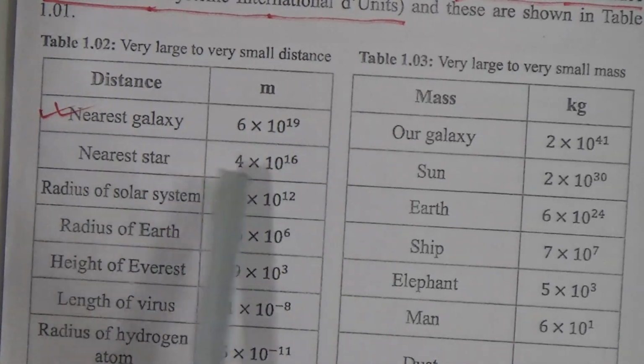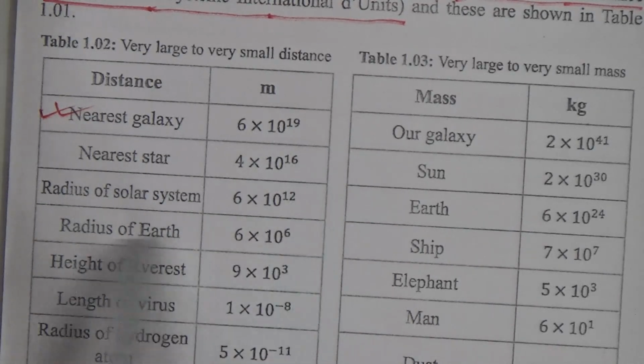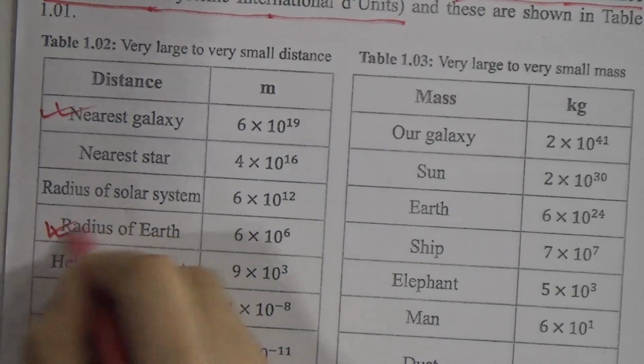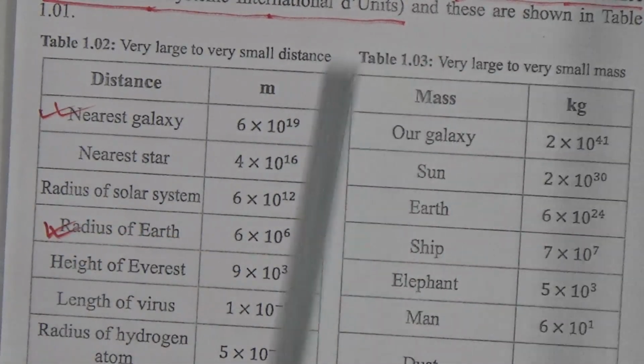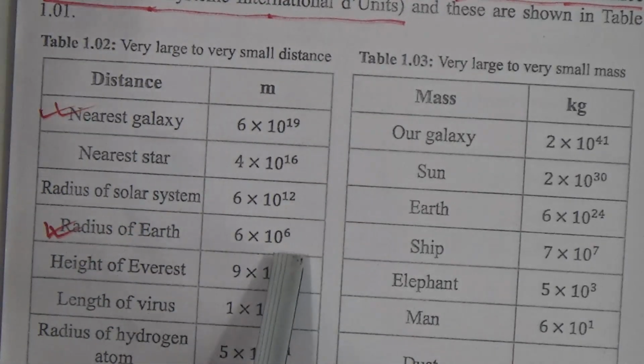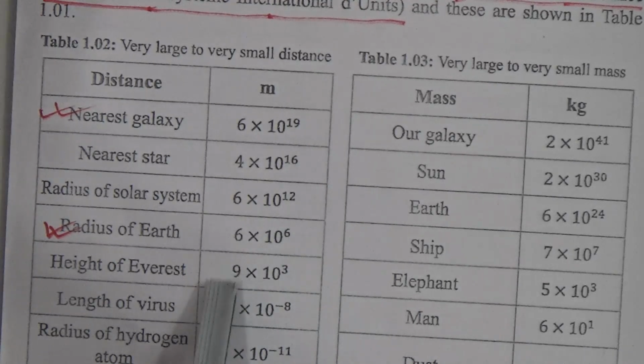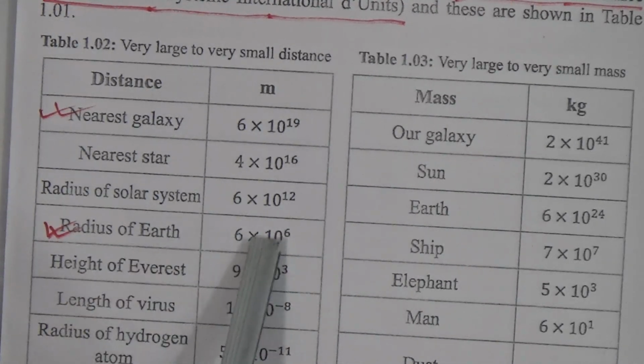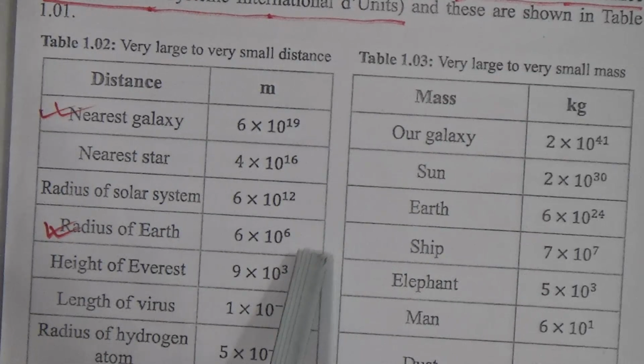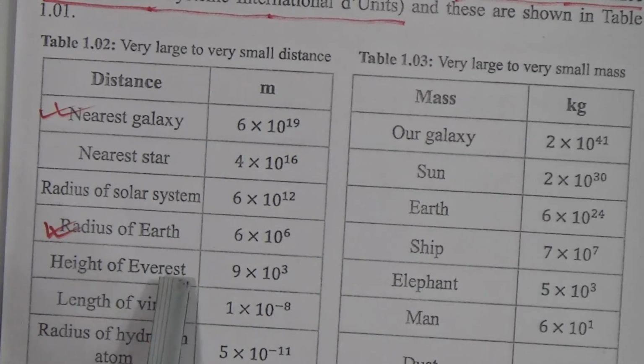Nearest star 4 into 10 to the power 16. Radius of solar system 6 into 10 to the power 12. Radius of earth is very very important. You have to learn this measurement for your mathematical problem in MCQ also. The radius of earth is 6 into 10 to the power 6 meter. Height of Everest 9 into 10 to the power 3 meter. Length of virus 1 into 10 to the power minus 8, that means it is very small.